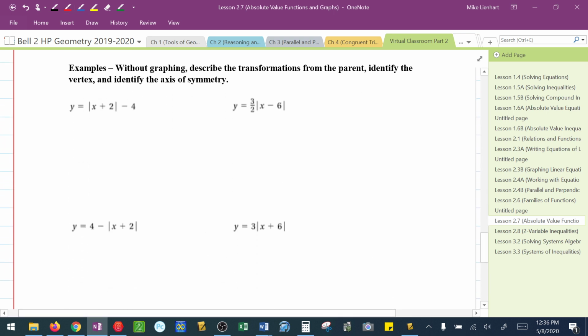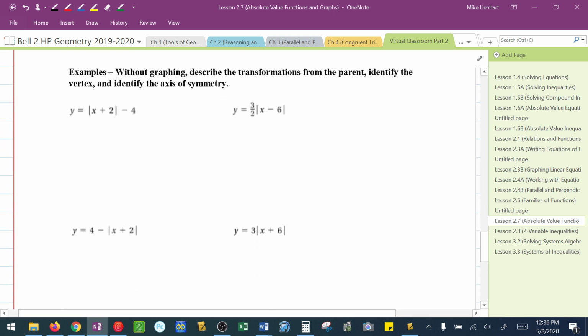All right. This one, they want us to do the same thing, but now they want us to take it a step further. They want us to identify the transformations, but then they want us to tell what's the vertex and the axis of symmetry. Very easy if you understand movements. The only thing that's going to affect my vertex is right or left affects the x, up and down affects the y.